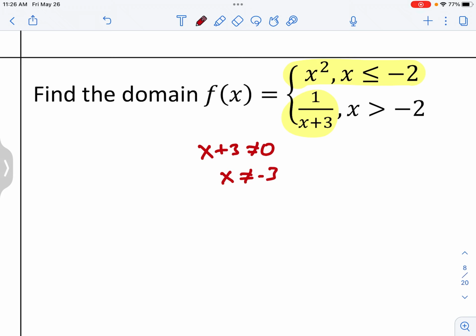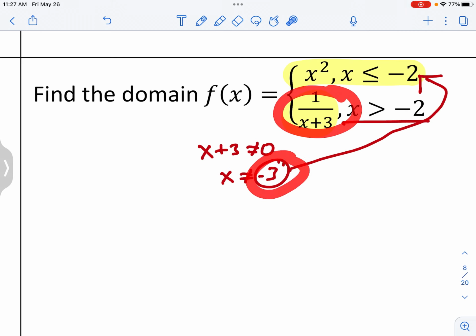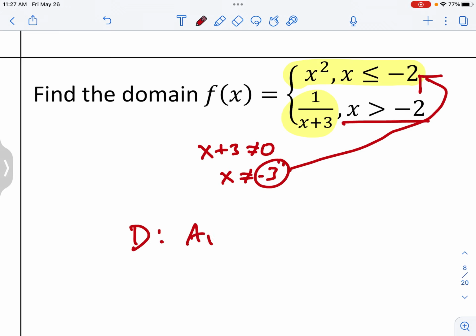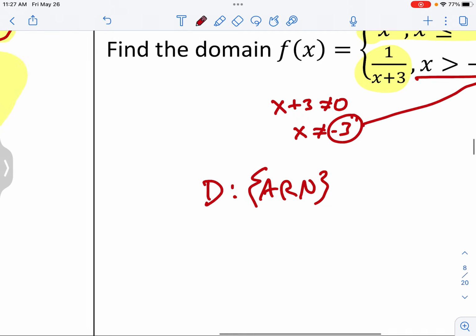Well, here's the interesting thing about the second piece of this function. Negative 3 belongs up here in the first piece. So negative 3 does not belong in the second piece. If we have an input of negative 3, we will not be using the second piece at all. So the only place that second piece, 1 over x plus 3, gives us a problem is at negative 3, which can't go into it anyway because it's not part of the domain for this function in that piece. Therefore, the domain is all real numbers. We can use everything because the only problem doesn't exist in the correct piece. Okay, that's a little weird.